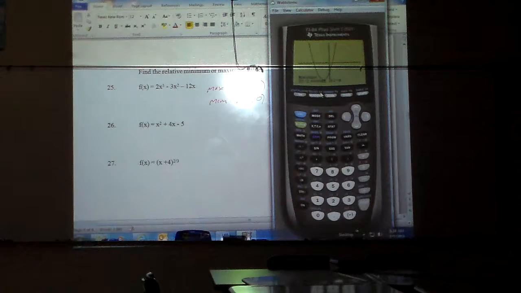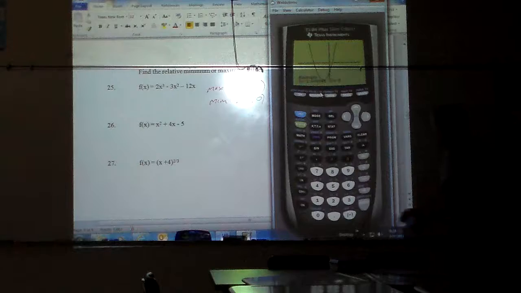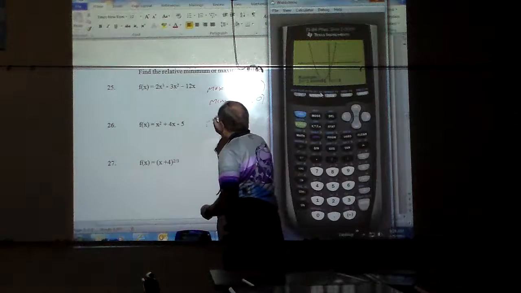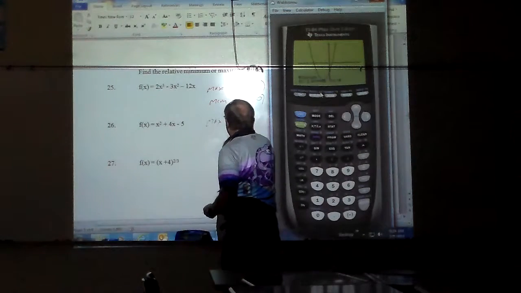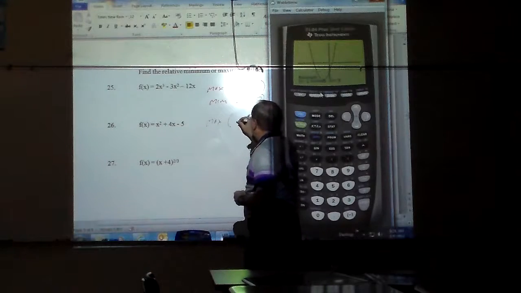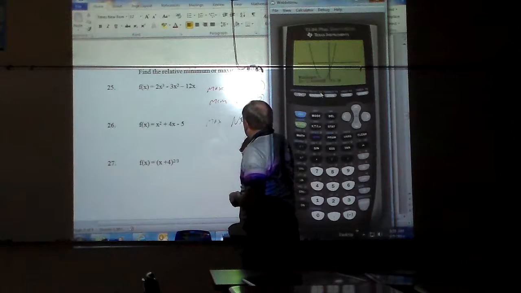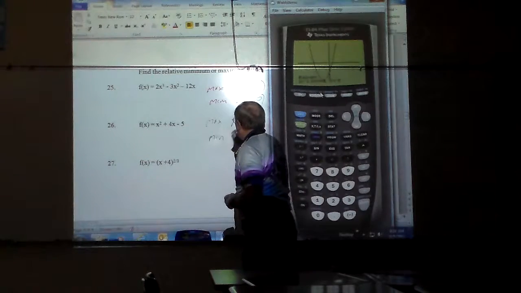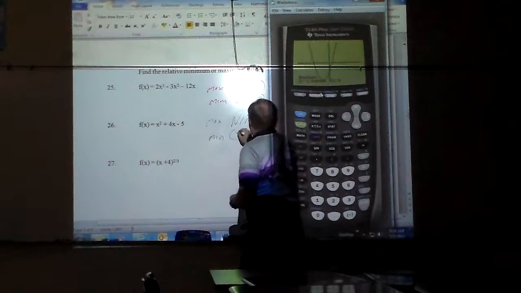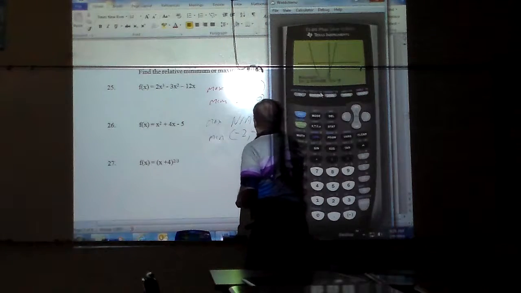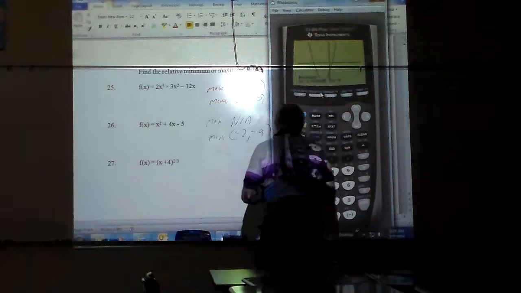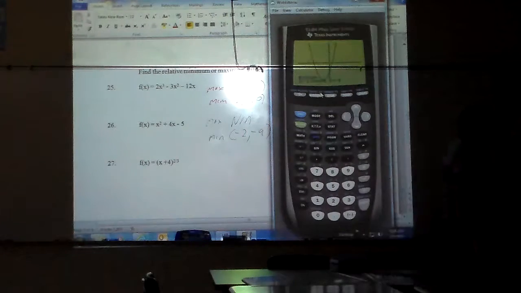And notice that -2.000 and that -9. So I know this here. The maximum for this one, there's not a relative maximum because it goes to infinity and beyond. And the minimum occurred at -2, -9.